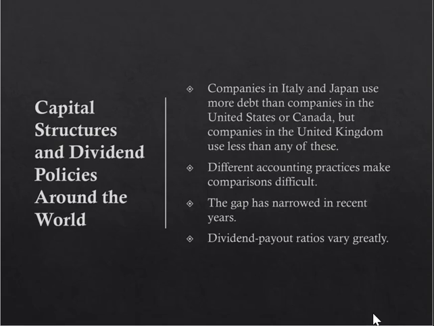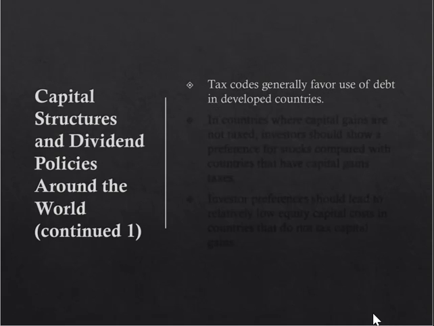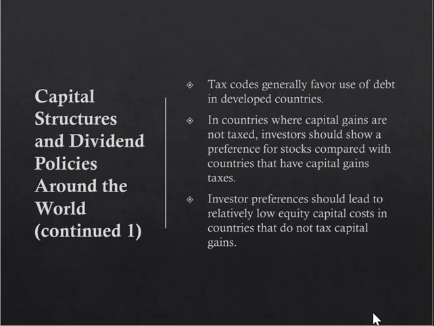But different accounting practices make comparisons difficult, and dividend payout ratios vary greatly, and a lot of that depends on, again, a combination of culture and tax. The tax code generally favors the use of debt in developed countries. In countries where capital gains are not taxed, investors should show, and generally do show, a preference for stock compared to countries that have capital gains taxes. And yes, capital gains taxes aren't always out there. And investor preferences should lead to relatively low equity capital costs in countries that don't tax capital gains.